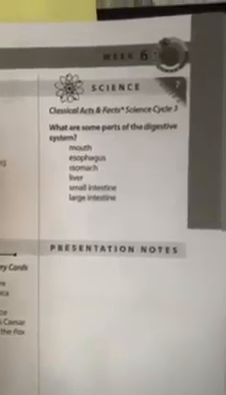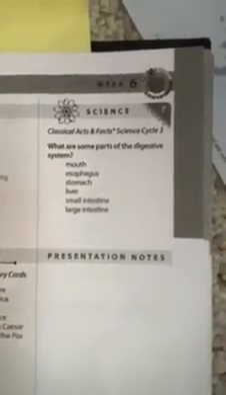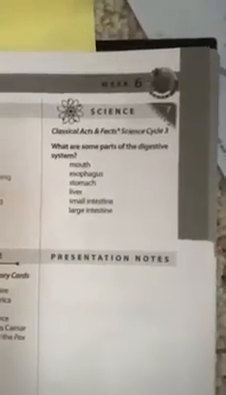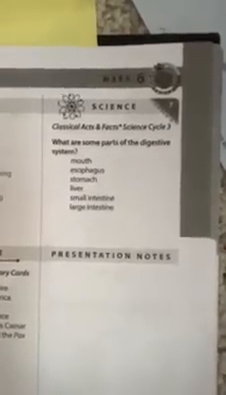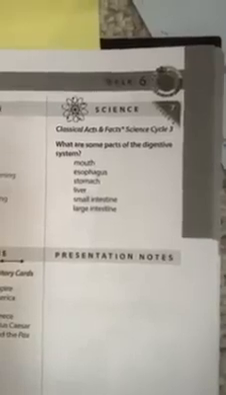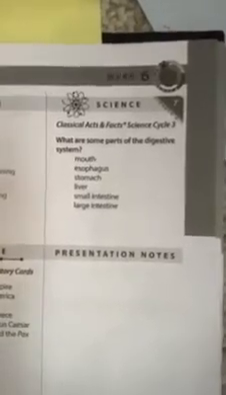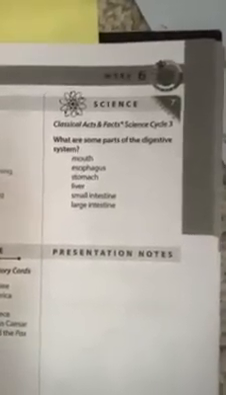What are some parts of the digestive system? Mouth, esophagus, stomach, liver, small intestine, large intestine. What are some parts of the digestive system? Mouth, esophagus, stomach, liver, small intestine, large intestine.